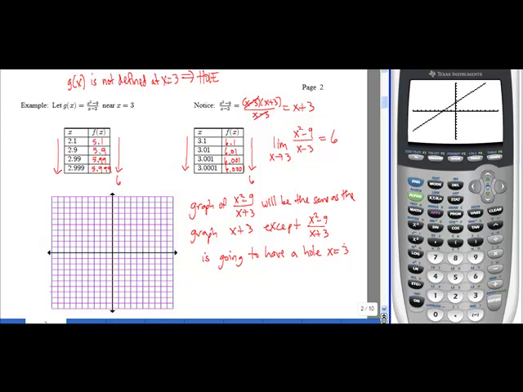So let's graph x plus 3. That would be a line with a y-intercept at 3 and a slope of 1. So it's going to look something like this.